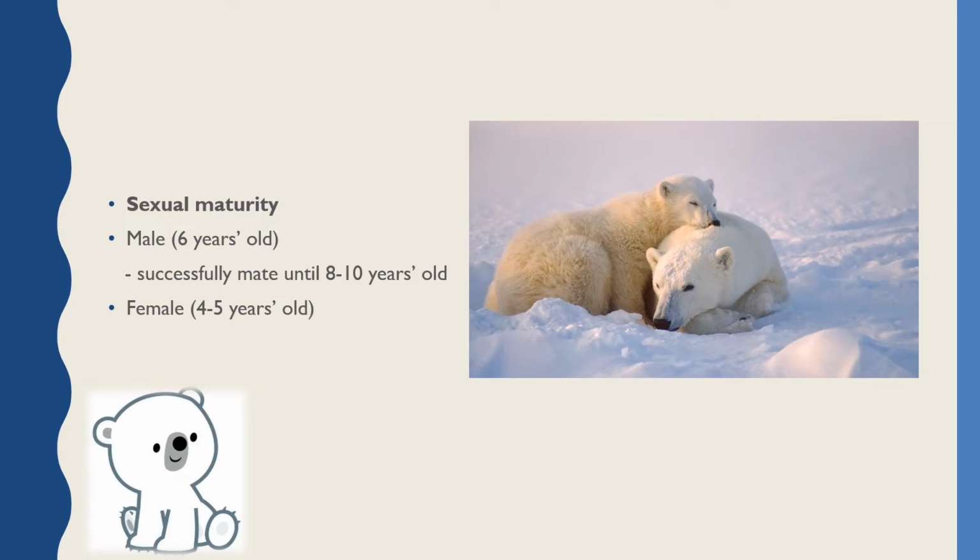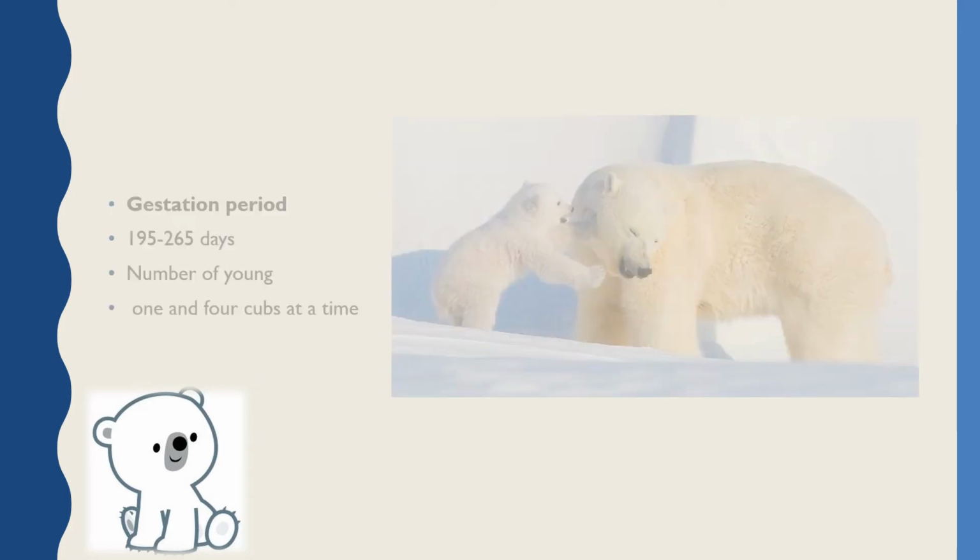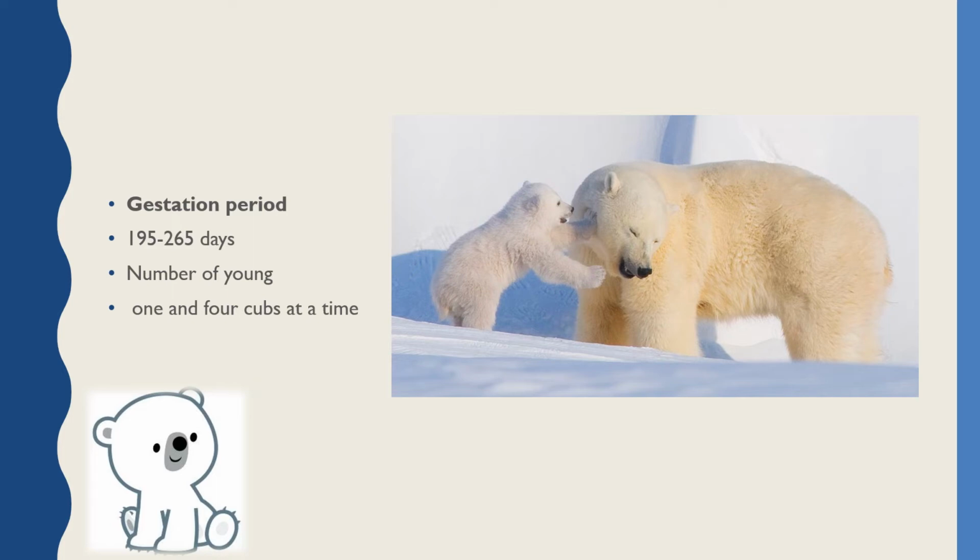Female polar bears reach sexual maturity at about 4 to 5 years. Male polar bears reach sexual maturity at about 6 years. Most male polar bears don't successfully mate until 8 to 10 years and older. Their gestation time is about 8 months, 195 to 265 days.